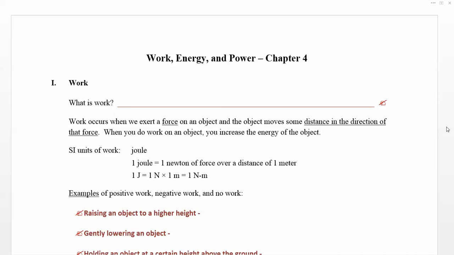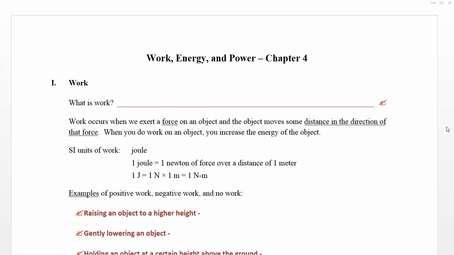What is work? Well, work is simply force times distance moved, that is displacement, in the direction of the force. We'll see the relationship later on between work and energy. As you can see, as written on the sheet there, work occurs when we exert a force on an object and the object moves some distance in the direction of that force. When you do work on an object, you increase the energy of the object.